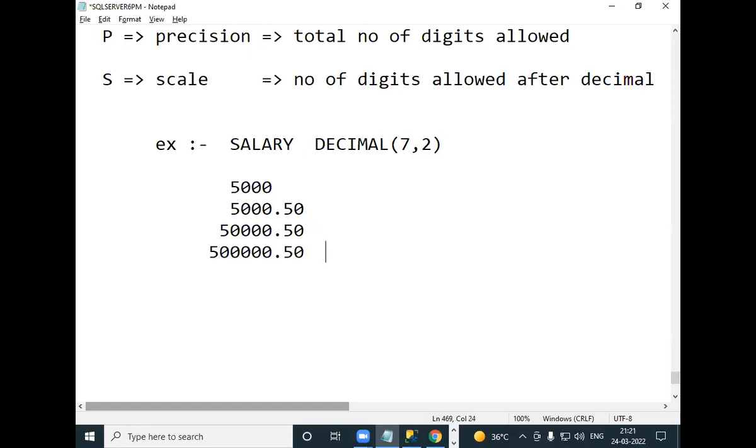What about 5 lakhs.50? Allowed or not allowed? Not allowed. Why? Because before decimal, how many are actually allowed? 5, not 7, before decimal 5. But this contains 6. That's why it is not allowed. Okay?